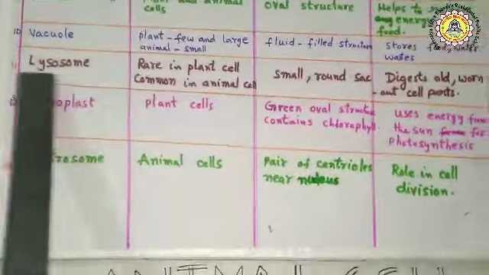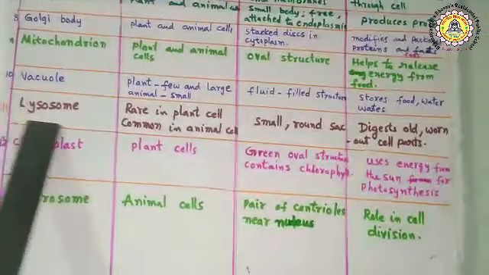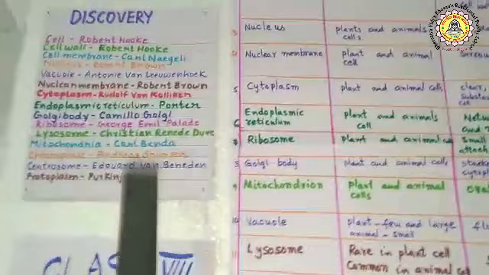Next, lysosome. They are rare or absent in plant cells. They are more common in animal cells. They are small, round, sac-like structures. They digest old, worn-out cell parts. Hence, lysosomes are known as suicide bags of the cell. Lysosome was discovered by Christian René de Duve.